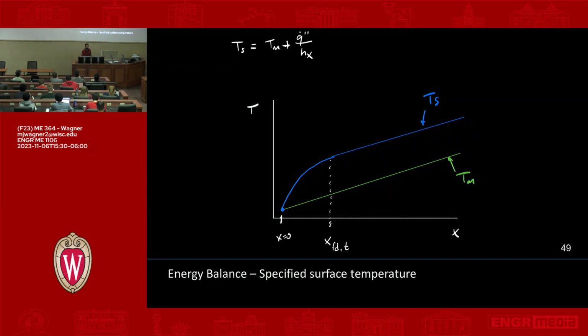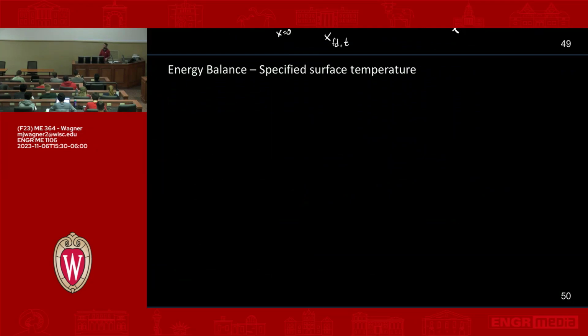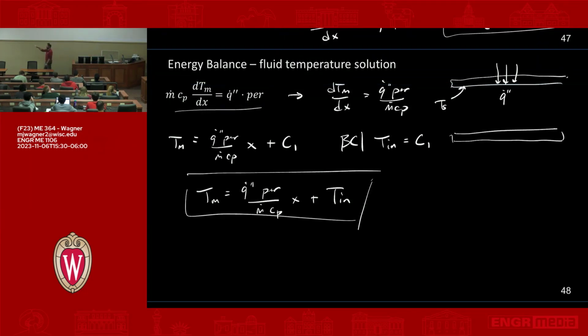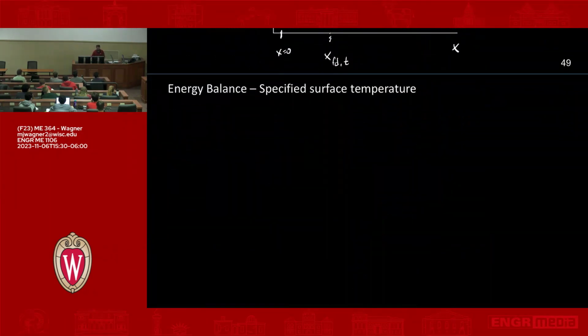Okay, let's move on to the specified surface temperature. What we're going to do here is walk through another energy balance, and I just want to show you how the solution changes. By solution, this is a solution for mean fluid temperature as a function of position x. We derived it, and it's a linear expression. So if we now substitute our assumption of constant flux with constant temperature, how does this change? Let's go down here, and I'm going to write the starting point.